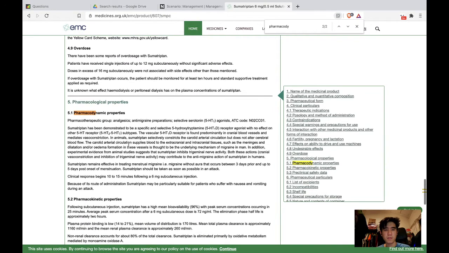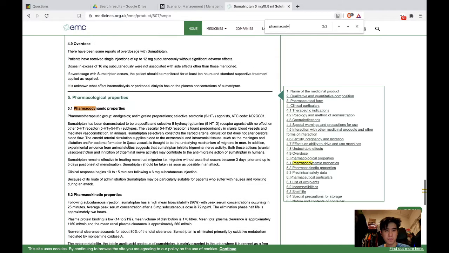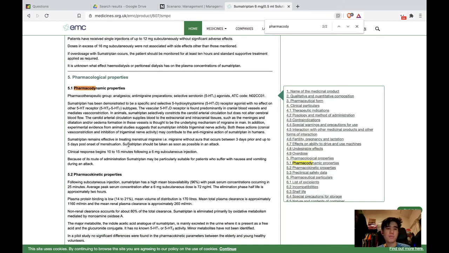It's a selective serotonin 5-HT1 agonist. Sumatriptan has been demonstrated to be a specific and selective 5-HT1D receptor agonist with no effect on other 5-HT receptor subtypes. The vascular 5-HT1D receptor is found predominantly in cranial blood vessels and mediates vasoconstriction. In animals, sumatriptan selectively constricts the carotid arterial circulation but does not alter cerebral blood flow.